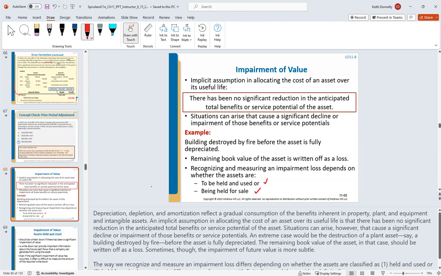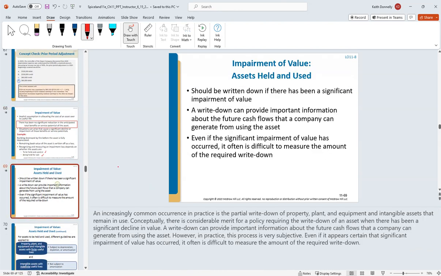Or is it being held for use, right? Are we using it, or are we holding it for sale? Okay, so with regard to assets held and used, we're using this asset in our business, a fixed asset. It should be written down if there's been a significant impairment of value, right?